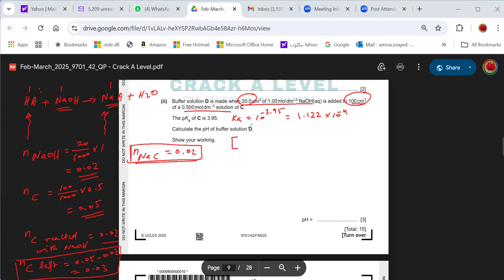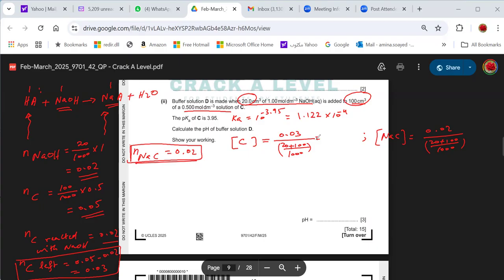So we are going to get the concentration of the acid C that is still present in the form of an acid. It's equal to its number of moles divided by the total volume, which is 20 plus 100 over 1,000 to get it in decimeter cube. And the concentration of the salt is going to be 0.02 divided by also 120 over 1,000. We can leave it as it is and cancel them together, or else we can calculate it. And so we have here 120 over 1,000 makes 0.12.